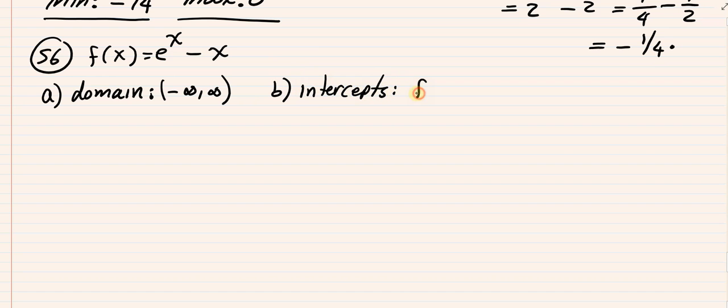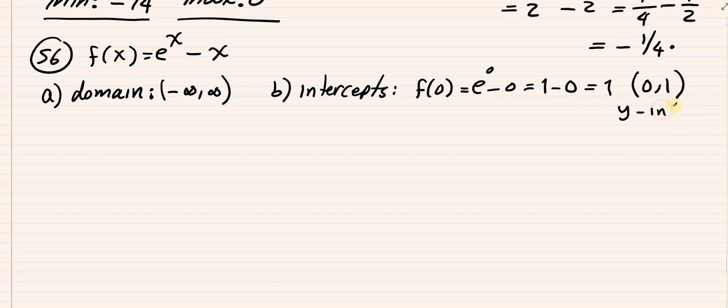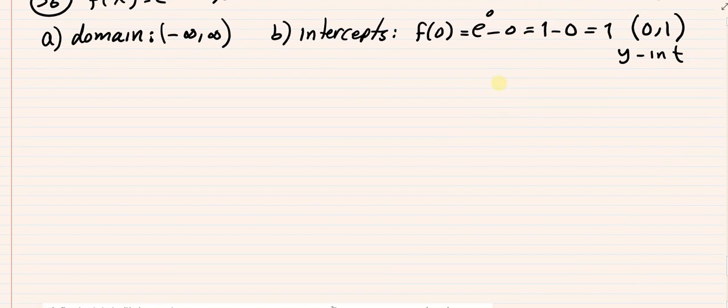So the easier of those two intercepts is f at 0. That means when x is 0, so that would be the y-intercept. e to 0 minus 0, 1 minus 0 is 1. So (0, 1) would be the y-intercept. The graph crosses the y-axis at 1.